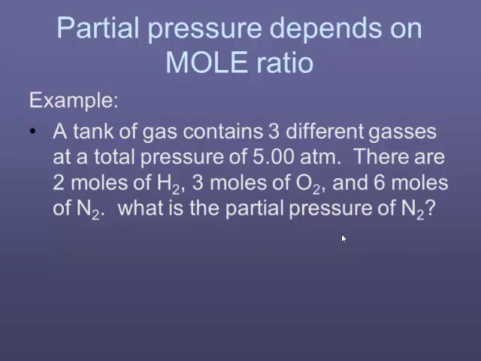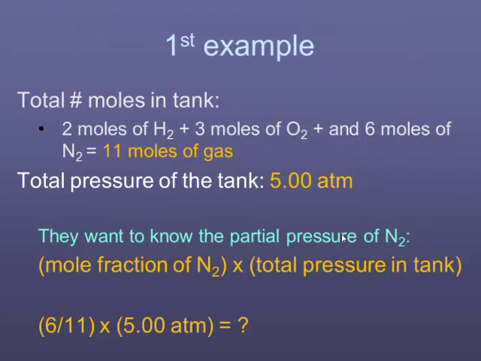So there's a strategy that you have to go about. Why don't we collect some more information from this problem? Let's analyze it a little bit closer. Let's figure out the total number of moles of gas inside of the tank. You know that there's 2 of hydrogen, 3 and 6, and you add it all up, there are a grand total of 11 moles of gas inside the tank. We also know that the total pressure of the tank is 5 atmospheres.